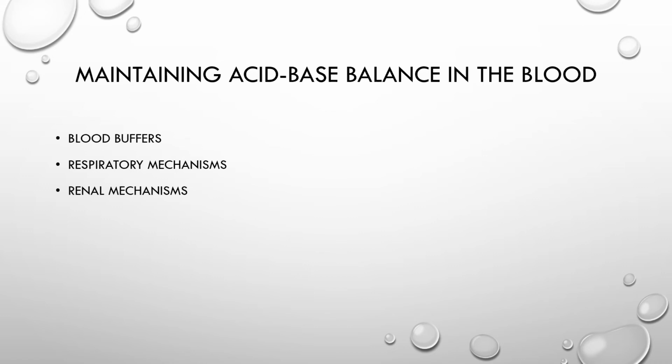There are a couple ways that we maintain this acid-base balance. So we have blood buffers. Chemical buffers are systems of one or two molecules that act to prevent dramatic changes in the hydrogen ion concentration when acids and bases are added. They do this by binding to hydrogen ions whenever the pH drops and by releasing hydrogen ions whenever the pH rises. The chemical buffers act within a fraction of a second so that they are the first line of defense in resisting pH change.